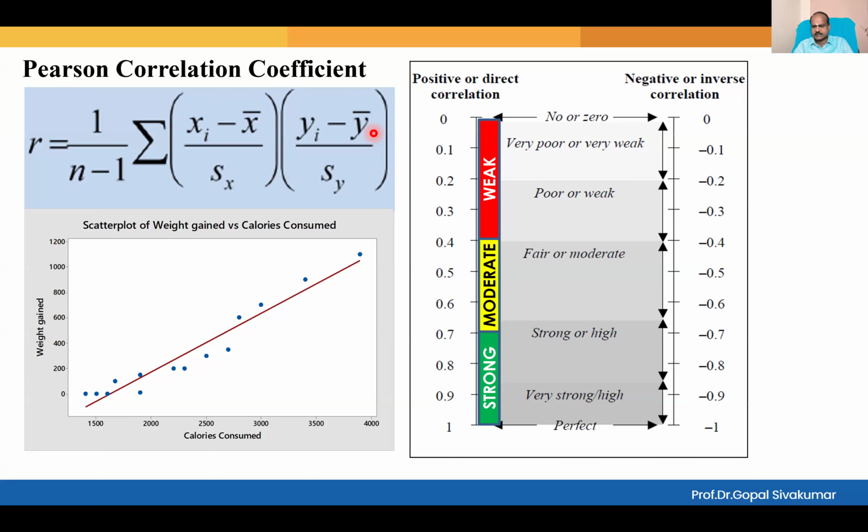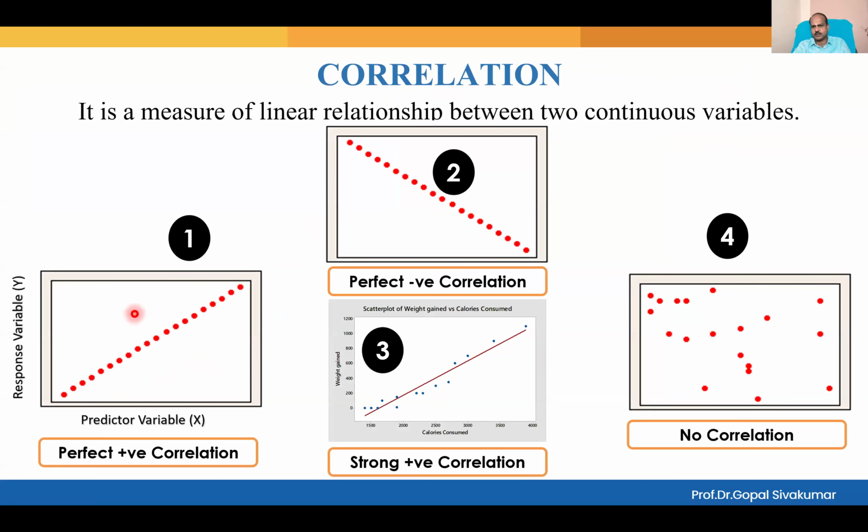The formula is designed in such a way that the value of R will vary between minus 1 and plus 1. So minus 1 or plus 1, both refer to perfect relationship. Minus 1 means perfect negative, plus 1 means perfect positive. Like diagrams 1 and 2 I have shown in the previous slide. When situation 1 occurs, R will be equal to plus 1. When situation 2 occurs, R will be equal to minus 1. Perfect negative, right?